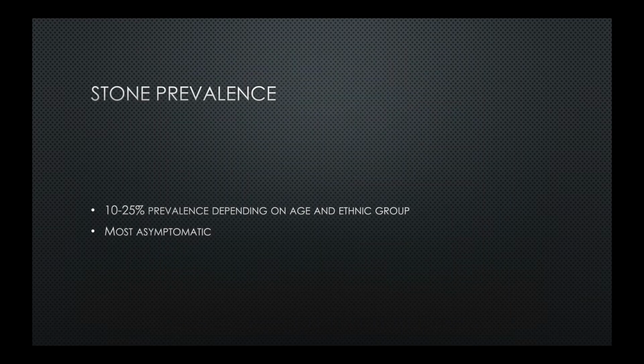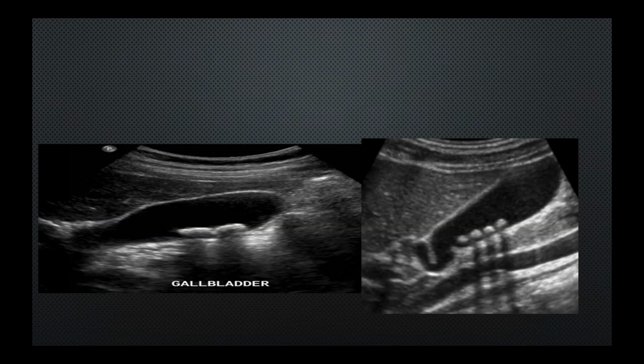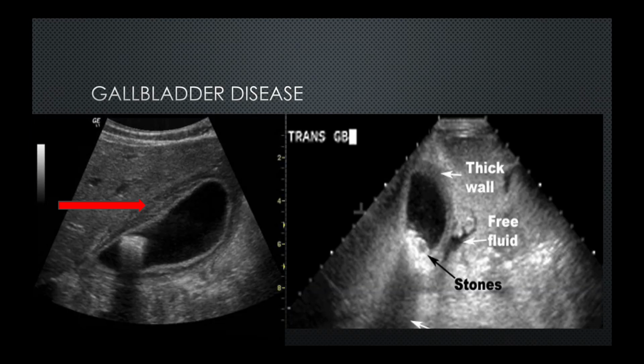Stones are prevalent in 10 to 25% of the population depending on age, gender, and ethnicity. The vast majority of these stones are clinically silent and don't cause problems. They look like this. They are either spherical or ovoid, and they are bright and hyperechoic in their appearance with shadowing tails behind them.